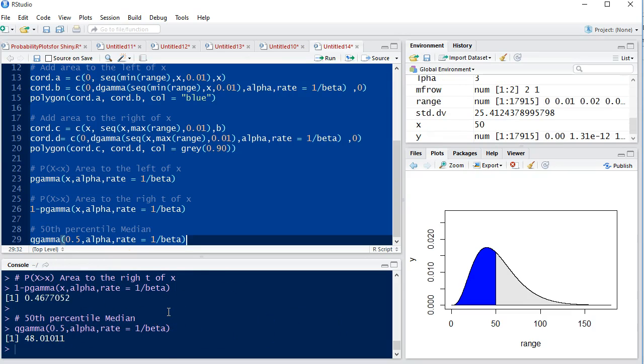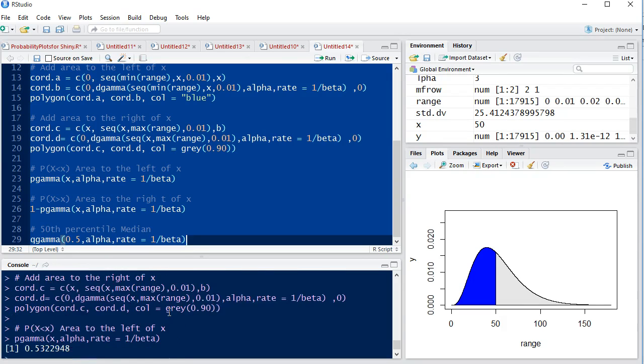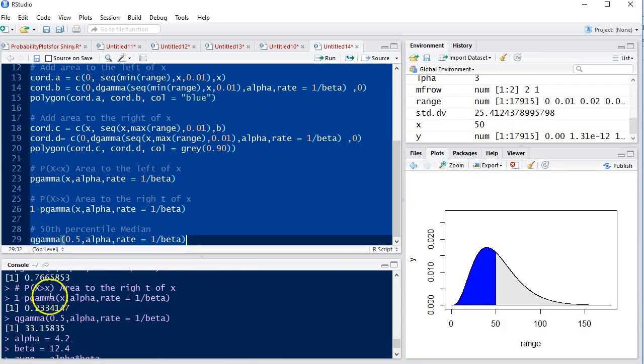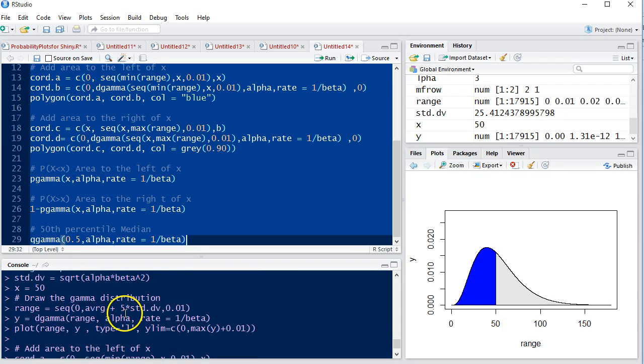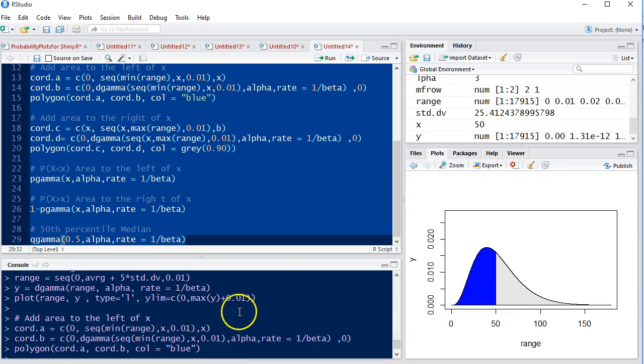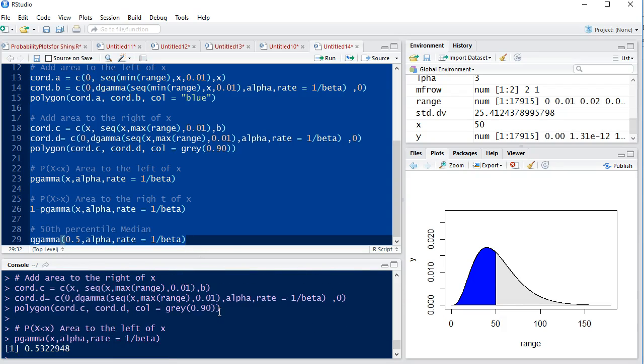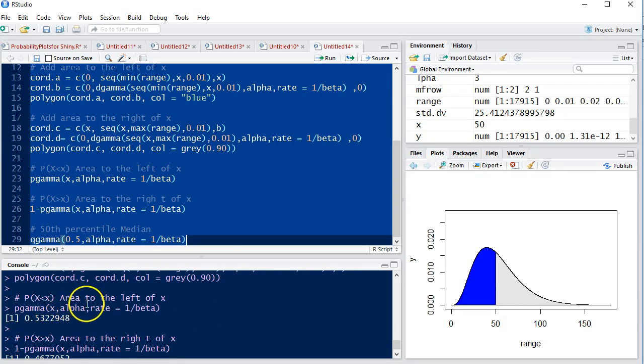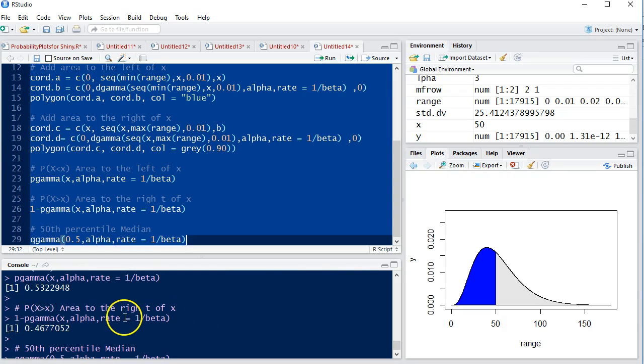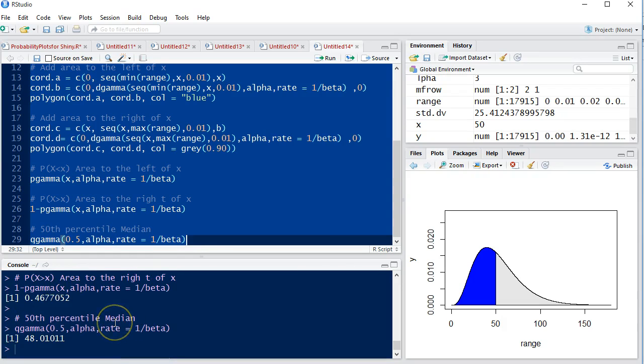when we're using software. So in this example, when I change the alpha to 4.2, I get a slightly different looking distribution. But more importantly, the probabilities change and it's just seamless. So it's a lot easier to use software to find probabilities than it is to do this by hand.